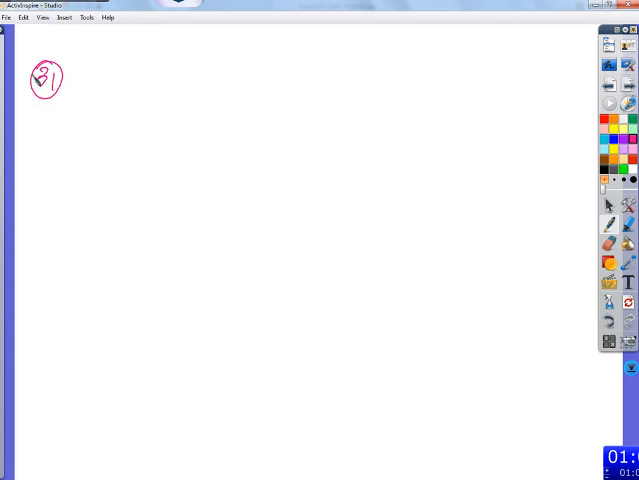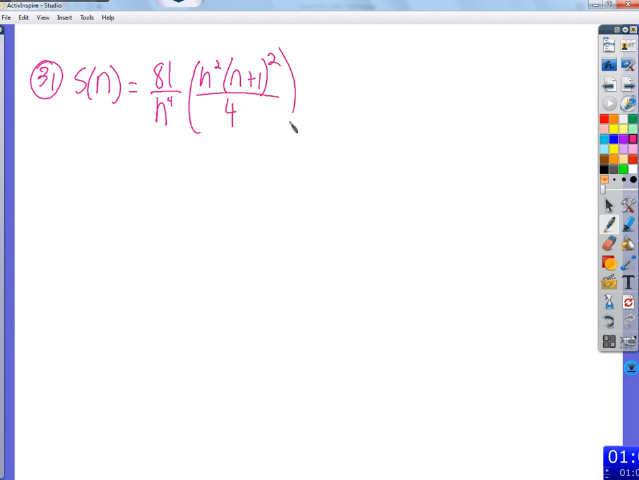Let's talk about 31, I guess, before we get into that. So this is the sum as a function of n. As n changes, the sum will change. This isn't exactly a sum or an area problem yet, but our area problems wind up looking a lot like this. We can plug in 1, 2, 3, but we want to find the limit of this as n goes to infinity.